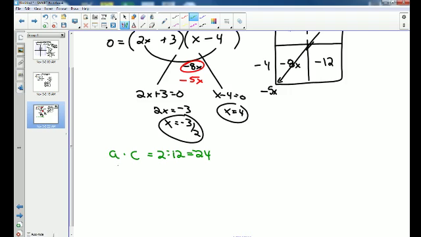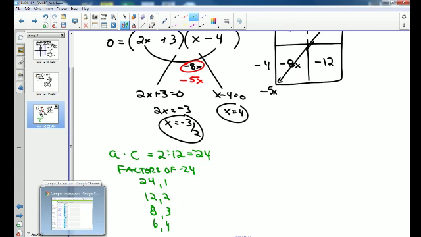Okay, what are the factors of 24? If I'm being strategic, I go 1, 24, 2, 12, 3, 8, 4, 6. Okay, that's it, right? And we have negatives and positives, right? It has to be negative 24. Do any of those add up to negative 5?